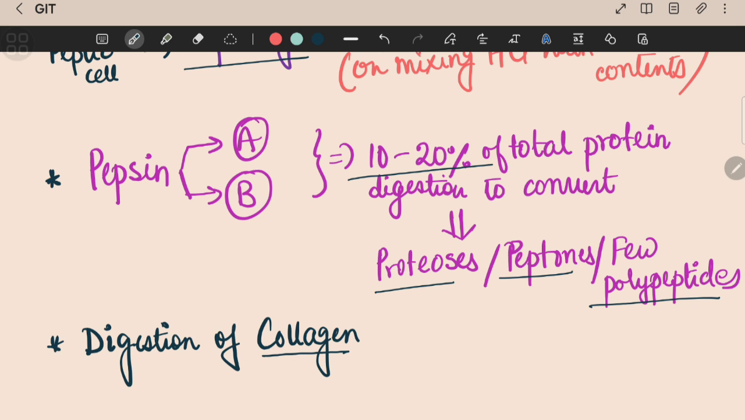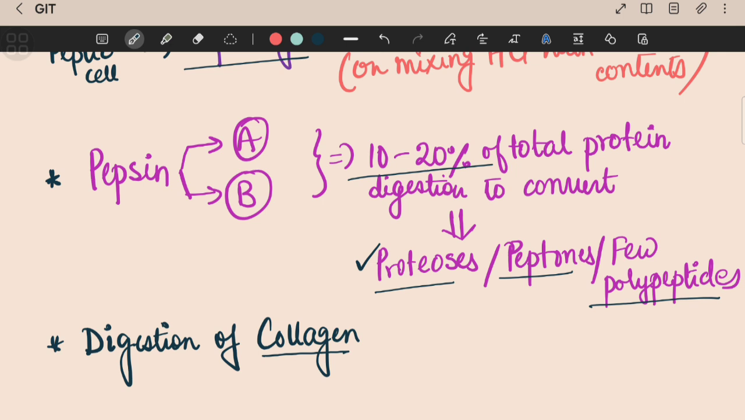So in the stomach, digestion of protein starts. But the digestion of carbohydrates happens only at the level of the buccal cavity, not at the level of the stomach, because there is no action of alpha amylase when the pH is acidic. Pepsin is acting, converting the proteins into forms like proteoses, peptones, a few polypeptides, and there can be oligopeptides also.